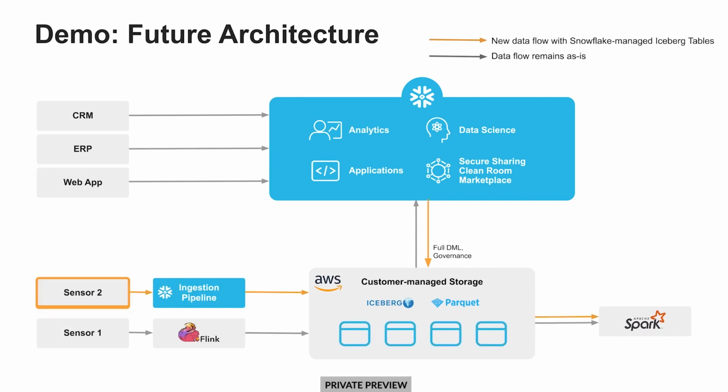As part of a new project, we are ingesting new sensor datasets from Sensor 2. We standardized on Iceberg as the table format for our data lake. With Snowflake now supporting Iceberg table formats, we will ingest the new Sensor 2 dataset directly into Snowflake managed Iceberg tables in Parquet format on S3 under our control. Let's take a look at how that works.